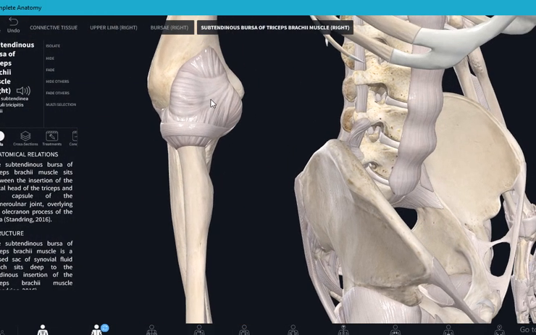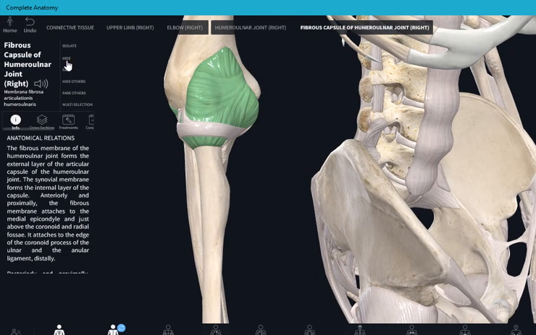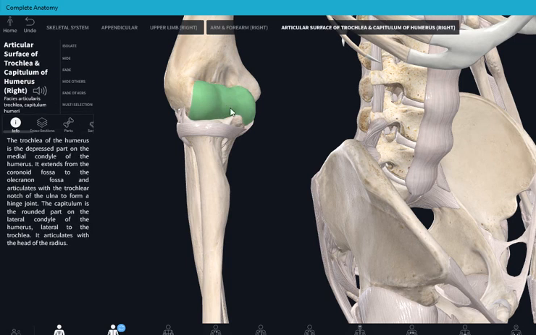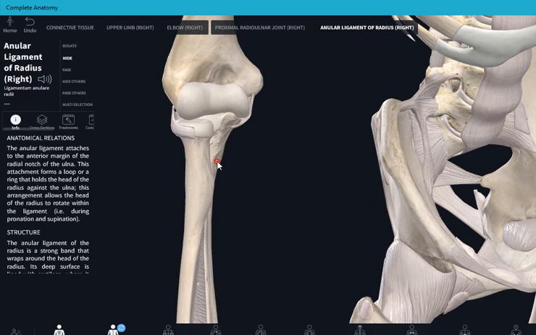So after visualizing this, we can hide the structures above here to visualize what's inside. Inside here we have this capsule. So we have the fibrous capsule and the synovial membrane. We can hide the synovial membrane and visualize what is inside. What is inside is the articular surfaces. So we can hide this. So these are the different articular surfaces.